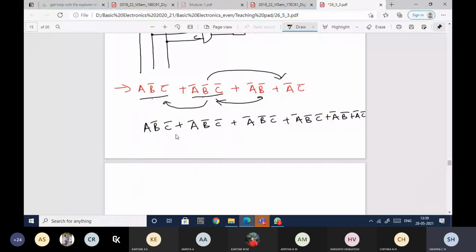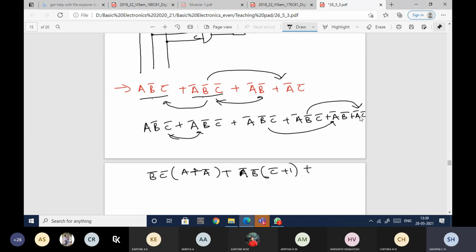Between the first and second, third and fifth, fourth and sixth. Between first and second, I can take B bar C bar common, so that I'll be left with A plus A bar. Then between third and fifth, I can take A bar B bar common, so that I'll be left with C bar plus 1. Between the fourth and the sixth term, I can take A bar C bar common, so that I'll be left with B bar plus 1. So simplify it, you'll get B bar C bar plus A bar B bar plus A bar C bar.